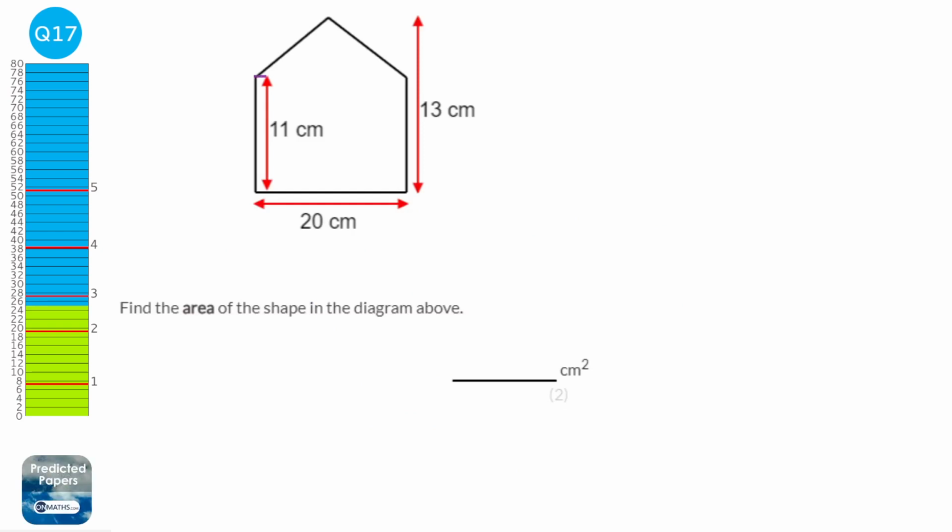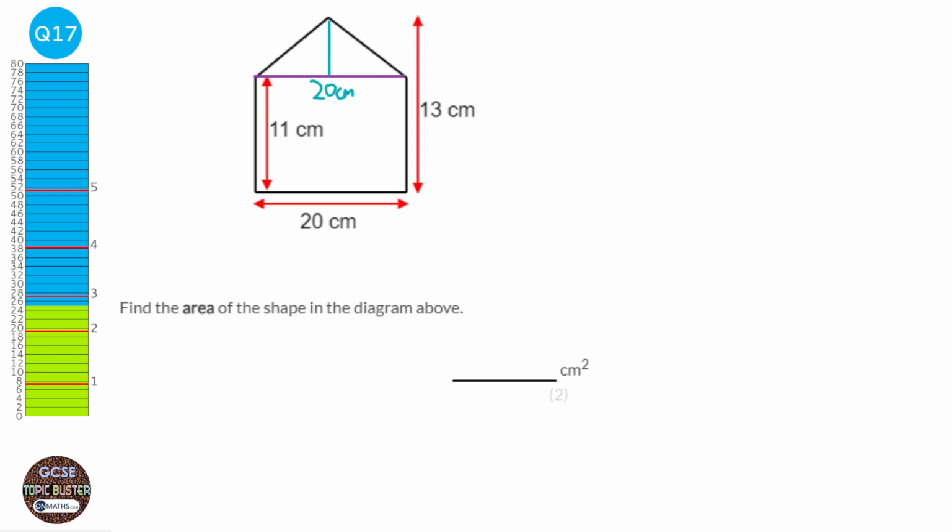To answer this question, we need to cut this shape into two shapes. So we're going to draw a line across here, and we're going to cut it into a rectangle and a triangle. Now we need to first of all label the parts of the triangle. The base of the triangle will be the same as the base at the bottom, so that will be 20 centimeters. And we need to find the height, which is this length here, which is 90 degrees to the base.